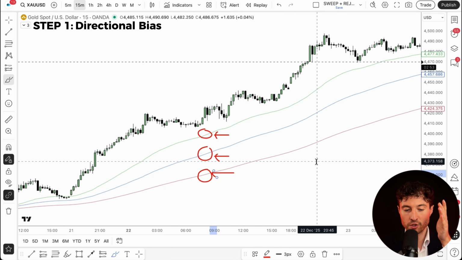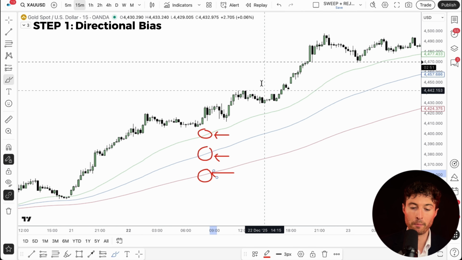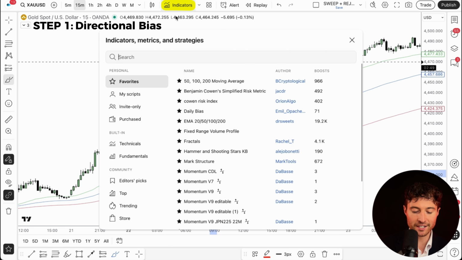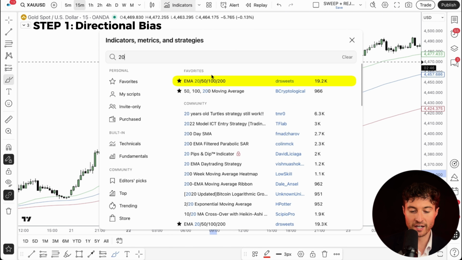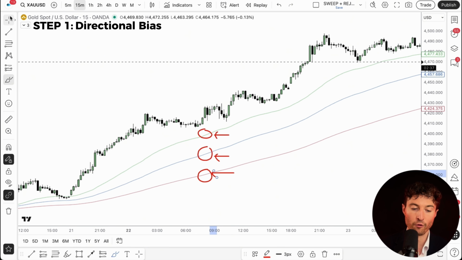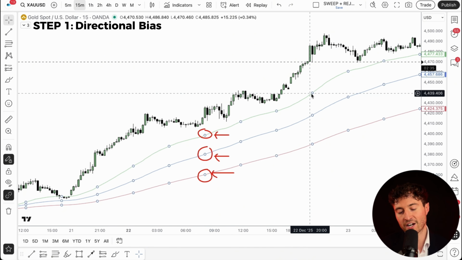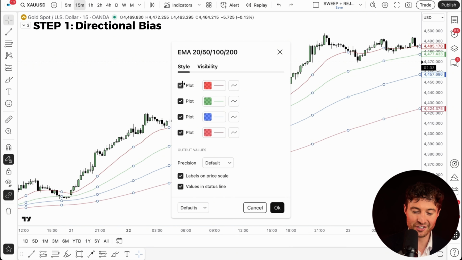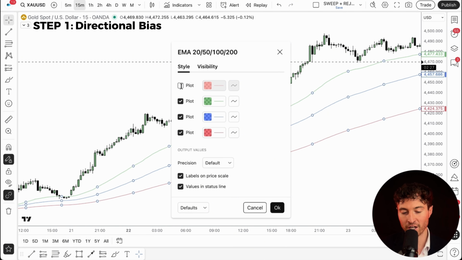So on the 15-minute time frame, you can apply your EMAs right here. Go to the indicators tab at the top of your screen. It's this indicator right here, EMA 20, 50, 100, and 200, by Dr. Sweets. You can click this, add it to your chart, add it to your favorites, and this is 3-in-1. Well, technically 4-in-1, but you don't need the 20. This top one is the 20 EMA, exponential moving average. You don't need that one. You just need the 50, 100, and 200. Then you can click OK.